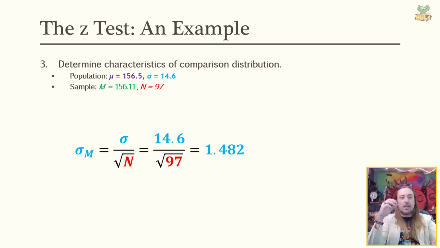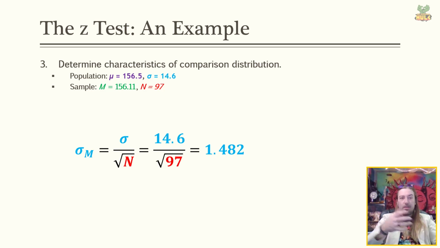So you have to take the standard deviation of that population, little sigma, the light blue number 14.6 up there, and divide by the square root of the sample size. Sample size in this case is 97. So place 14.6 in the numerator, square root of 97 in the denominator, carry it through, you get 1.482, or basically 1.48. So now we have our standard error.